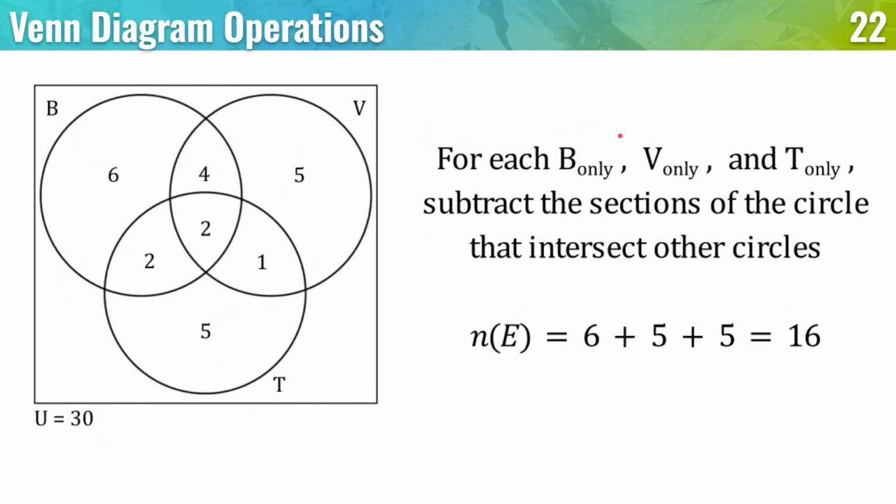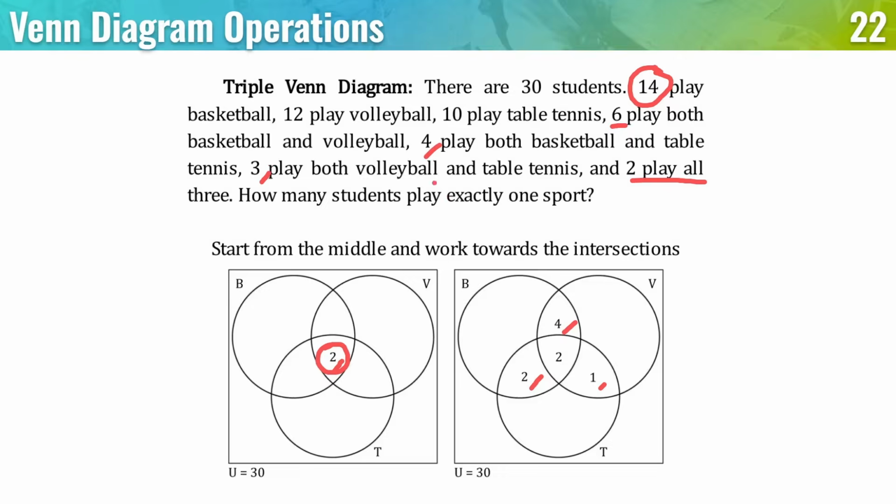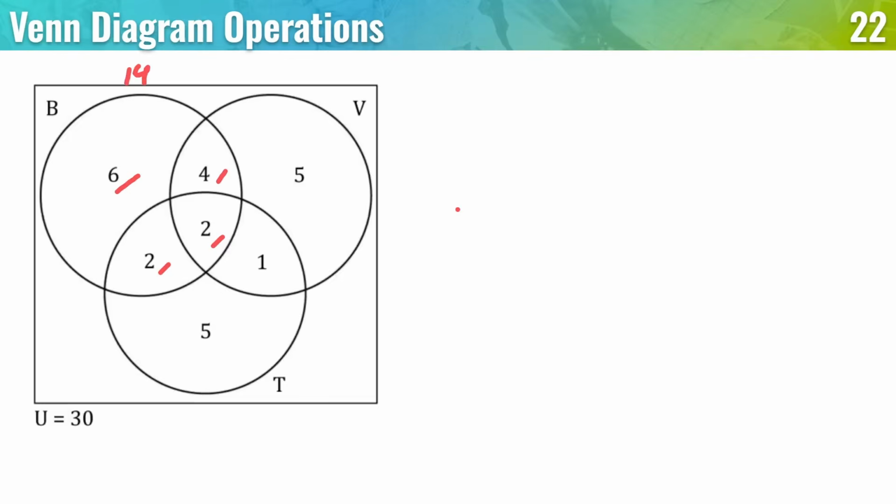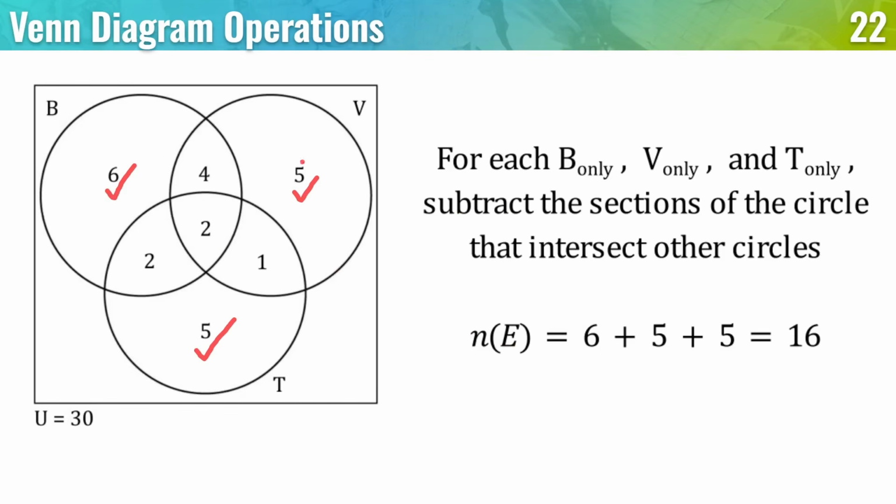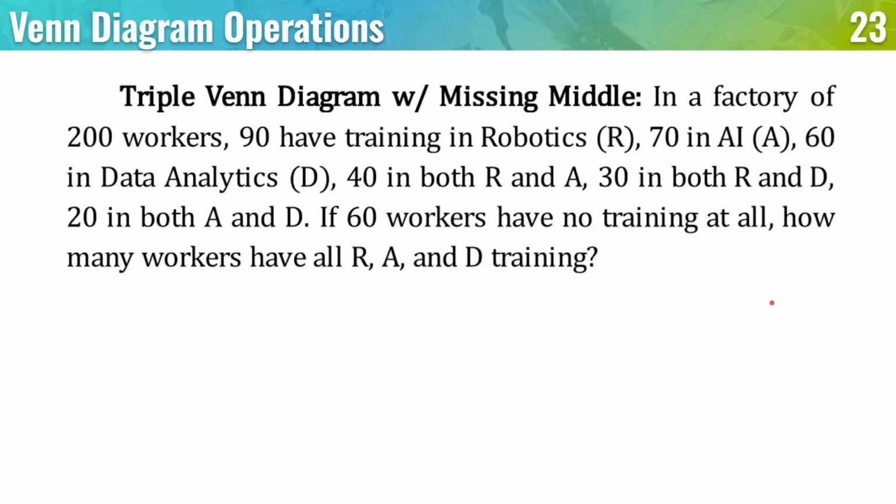So for each basketball only, volleyball only, and table tennis only, subtract the sections of the circle that intersect the other circles. So we are asked how many students play exactly one sport. So exactly one needs us to add 6 plus 5 plus 5, which is 16. What if we have a Venn diagram except we do not have the middle? So we can use the other data to find the middle.